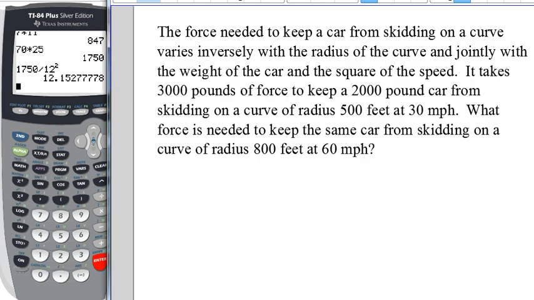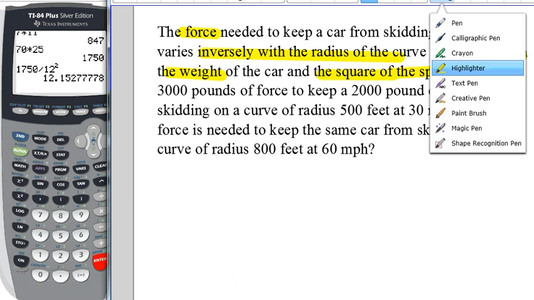All right, a lot of words here, but let's just read through it and see what we can pick up. So the force needed to keep a car from skidding on a curve varies inversely with the radius of the curve and jointly with the weight of the car and the square of the speed. Let's try and highlight all the pieces that are involved. So first we have force, and let's see, it's inversely with the radius, jointly with the weight, and the square of the speed.